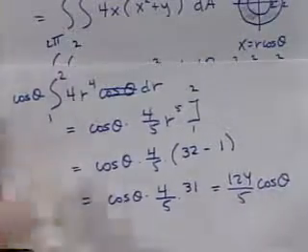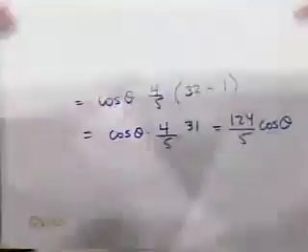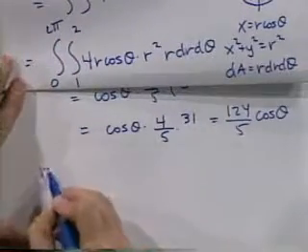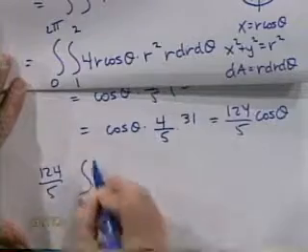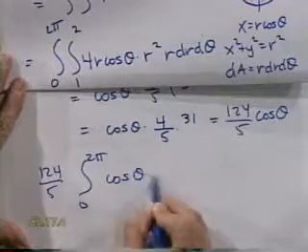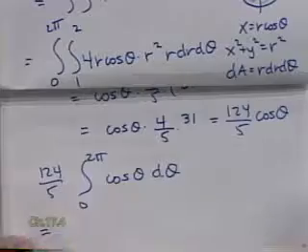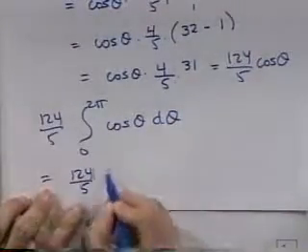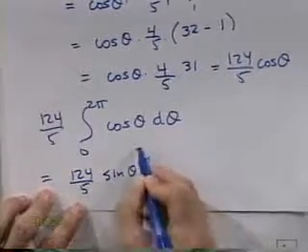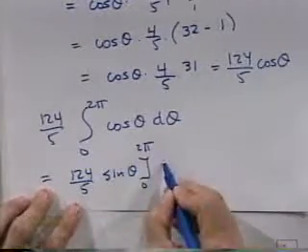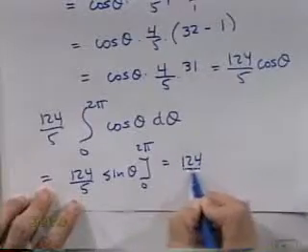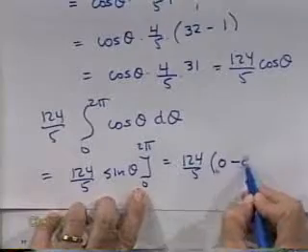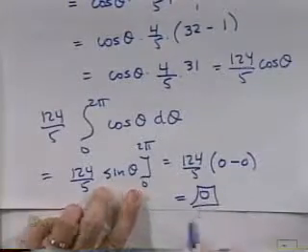cosine theta. Now I have to take that and put it into the outer integral. So I'll put the 124/5 on the outside, integral from 0 to 2 pi of cosine theta d theta. That equals 124/5 sine theta. And look at this, we're going from 0 to 2 pi, so we have 124/5 times sine of 2 pi is 0, sine of 0 is 0. All that work to get a stinking 0.